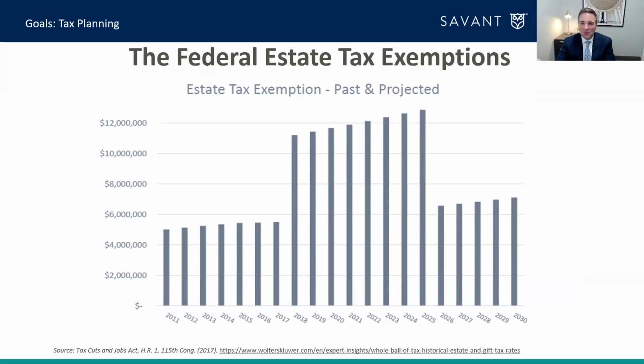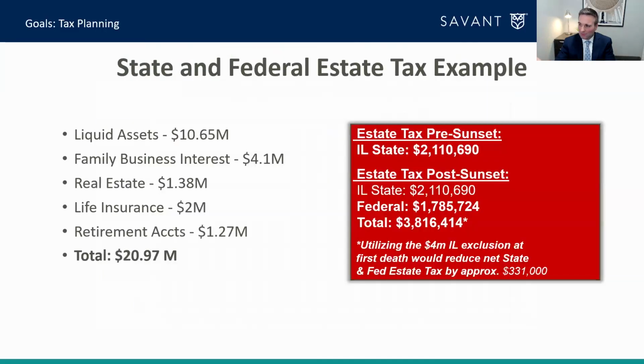Okay, let's take a look at a hypothetical situation. And we're going to focus on an Illinois resident in this example, because there's both federal and state estate tax issues at play. And I think it's a nice example to go through. So this is a business owner client, hypothetical client. They've got some liquid assets, savings outside of their business, and after-tax accounts, brokerage account, bank account. They've got their business. They've got some real estate, some life insurance, and some retirement accounts, IRA, 401k type assets. Their total estate value is $20.97 million.